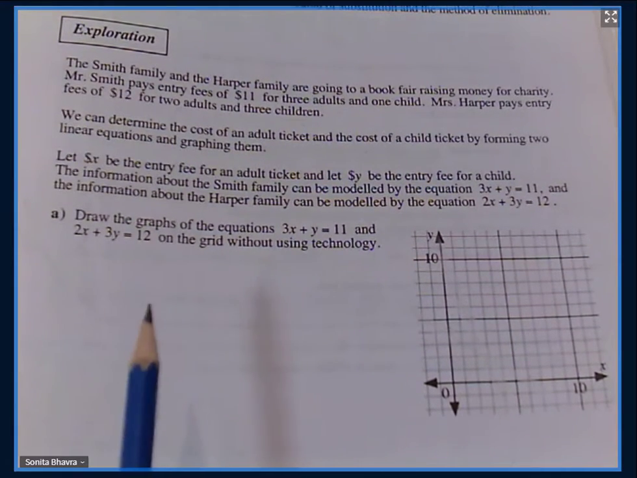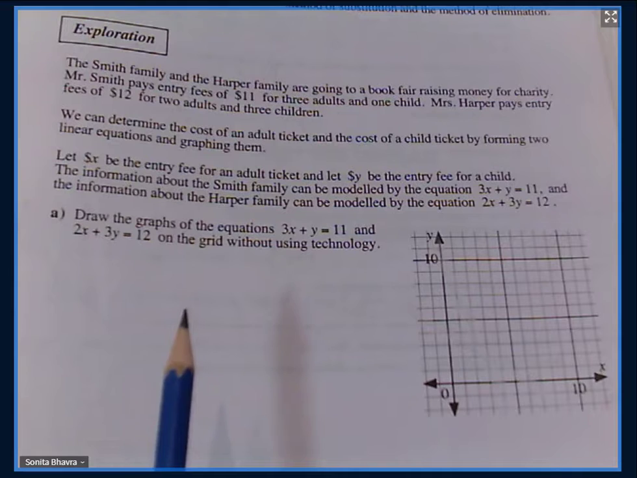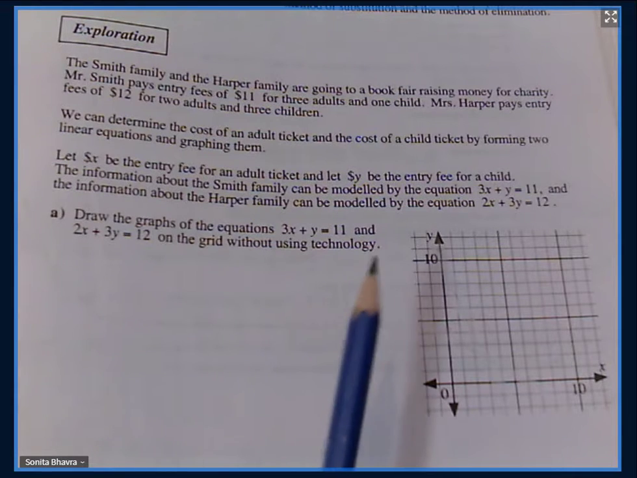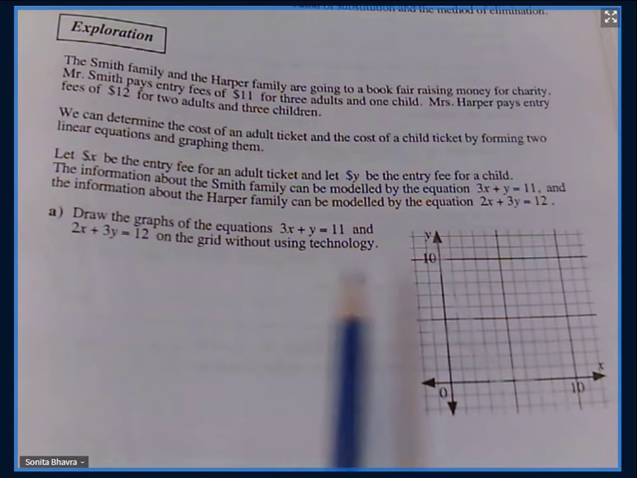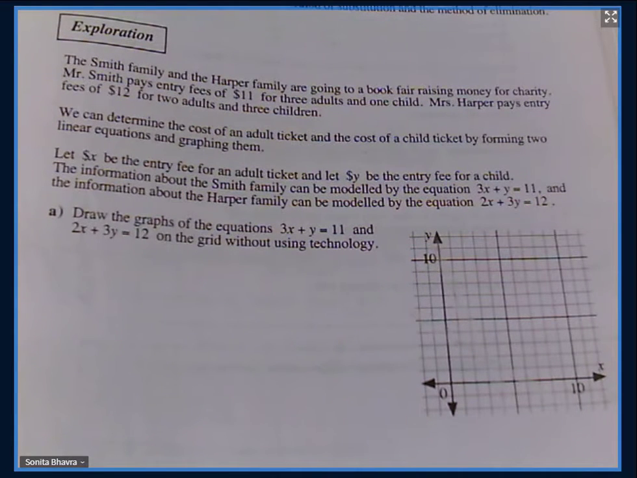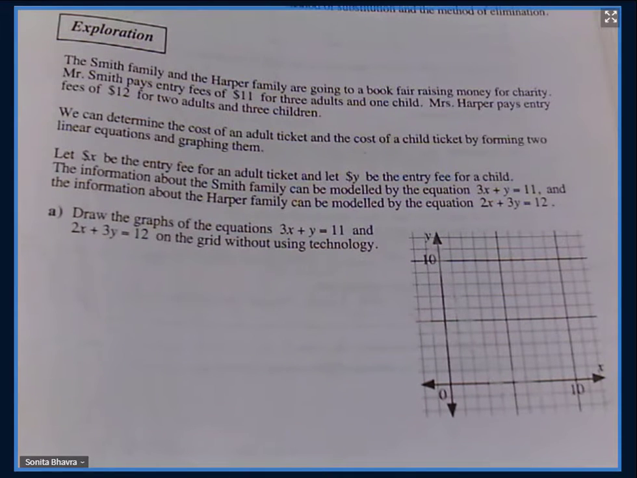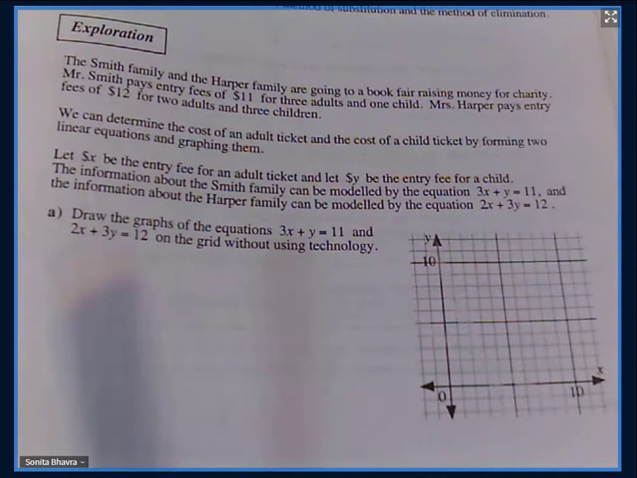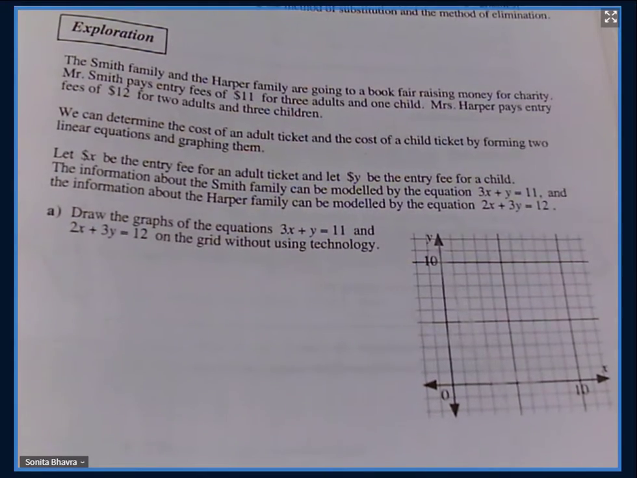The next part of this question is to draw the graphs. It does say to do it without using technology. What we'll do is graph them, and then confirm our graphs by looking at them on our graphing calculator. The first thing we need to do is take our two equations and put them into a form so that we can graph them, the y equals mx plus b form.